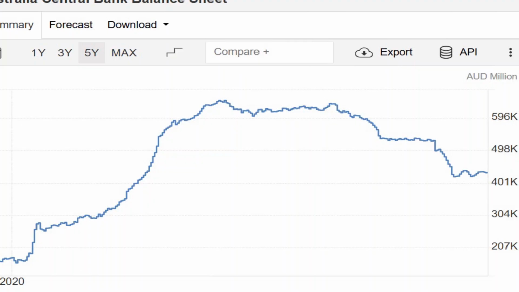But given the M0 monetary base and the central bank's balance sheet, you can clearly see that the balance sheet has shrunk from a high of 645 billion to 433 billion, still 200% higher than pre-pandemic.